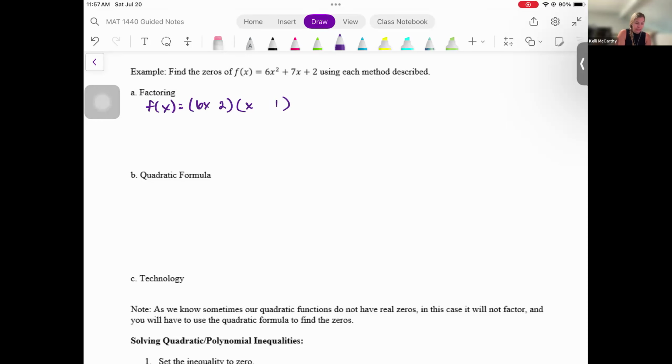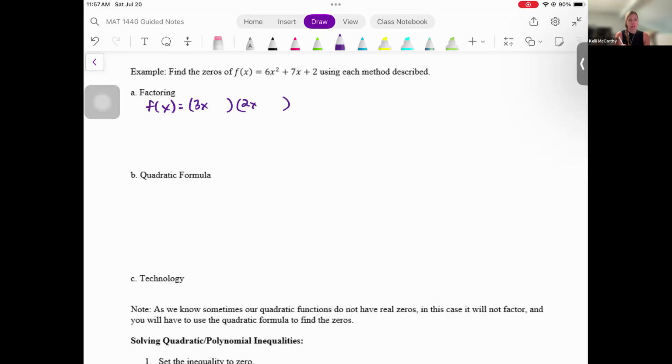So now we have a 6x and a 2x, which is still not going to give me 7x. So I've exhausted all of the combinations with the 6x and x options. So now let's look at different factors for 6x squared. So we've got 3x and 2x. Those are the only other options.